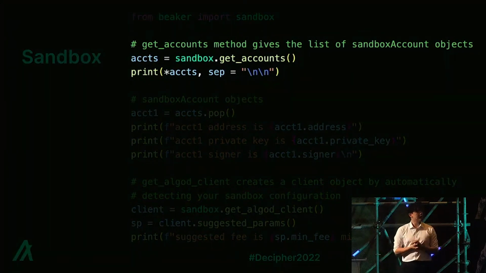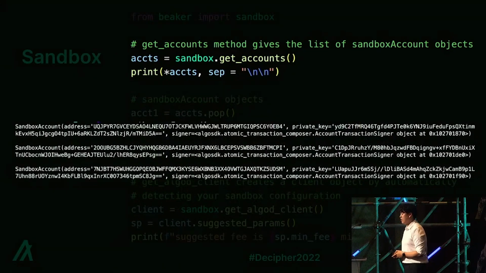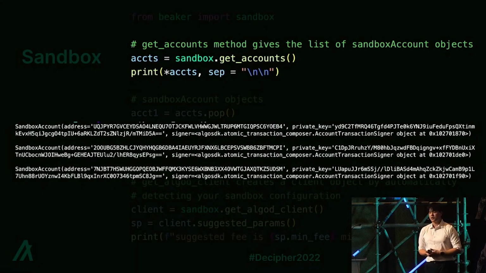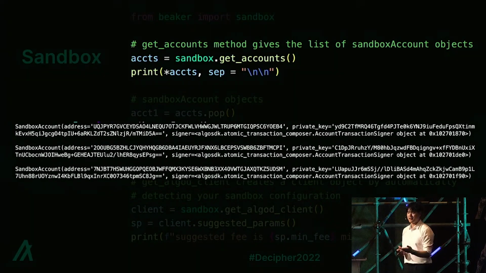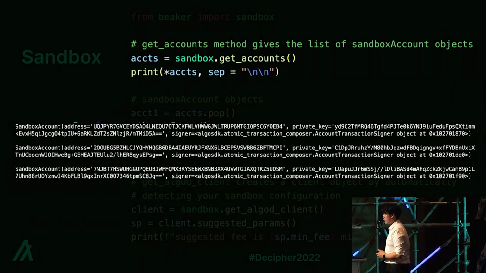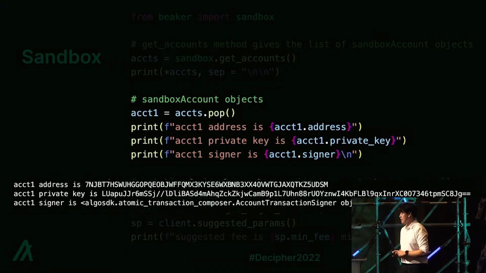So the code here, the highlighted part, is we're doing sandbox.get_accounts. That's going to get a list of accounts provided by Sandbox. And if I print that out, you'll see 3 Sandbox account objects, each object including an address, private key, and signer, which are all the things that you need when you're testing, when you're building your application. Here, I'm just popping one off from that list, and I'm going to print out each of the attributes, and that's how you would gain access to these values to use in your testing.